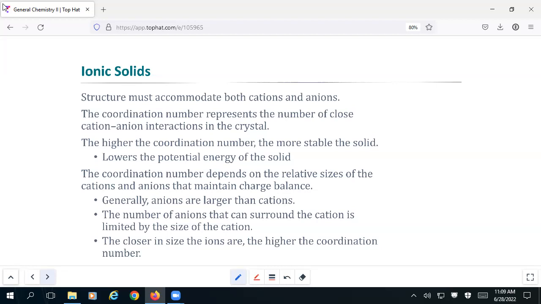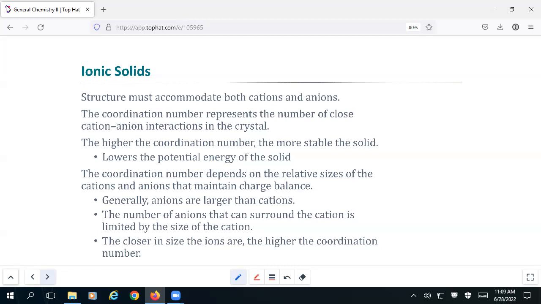So when we talk about coordination number for ionic compounds, instead of how many things does it touch, what we have to talk about is the relationship between the cations and the anions. How many cations are there? How many anions does a given cation touch inside of the structure?